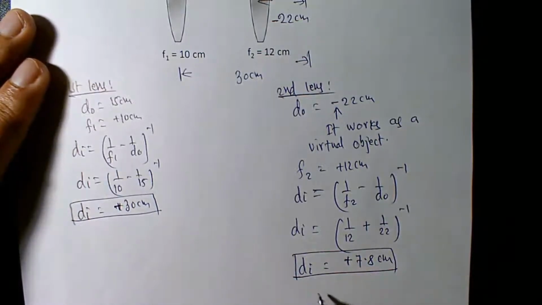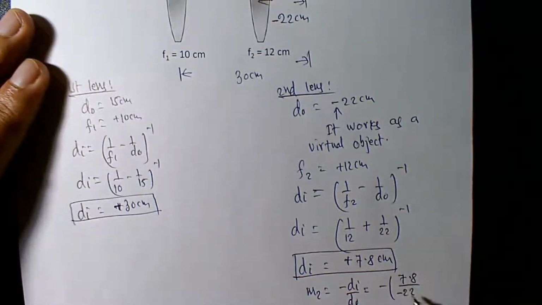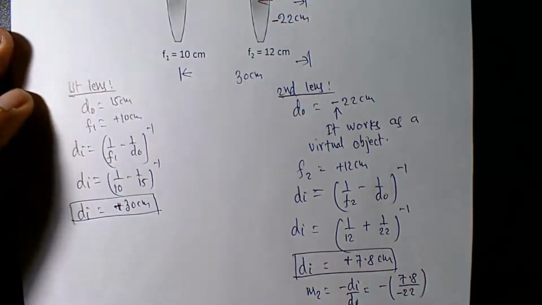And so what's the overall magnification? Let's find out. M2 is negative di over do, where di is 7.8 divided by negative 22. So M2 will be what?